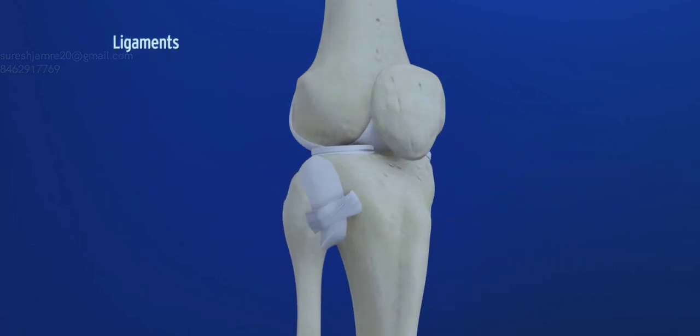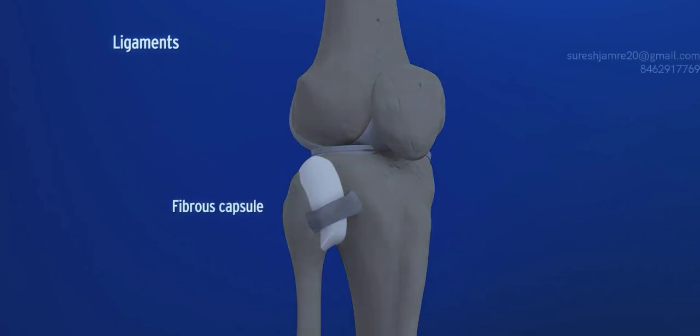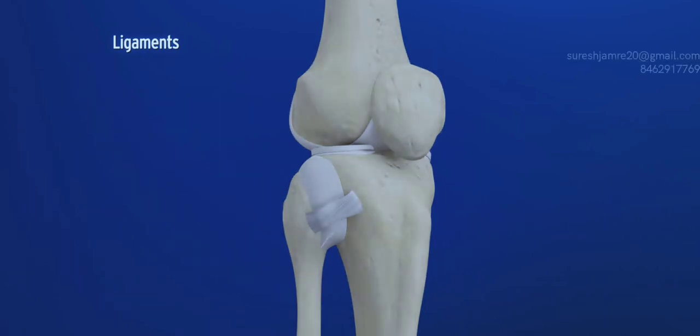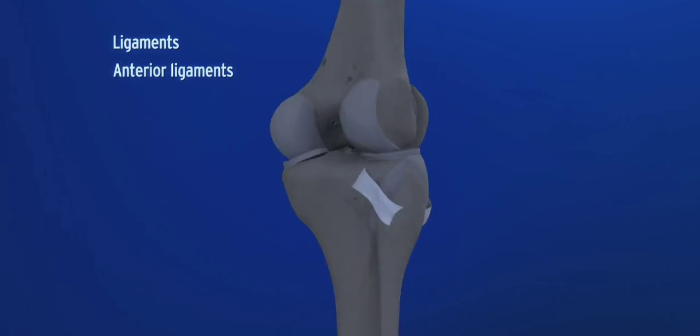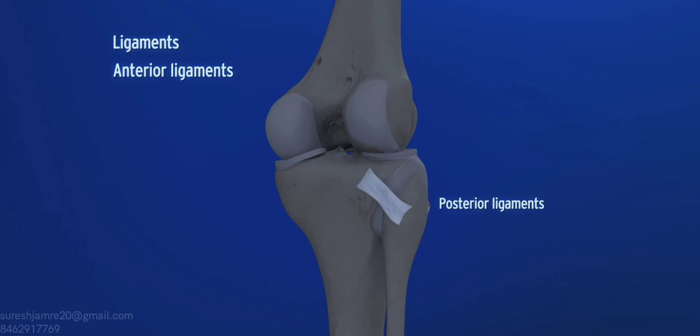Ligament: the articulating surfaces are united by the fibrous capsule. The fibrous capsule is further strengthened by anterior and posterior ligaments.